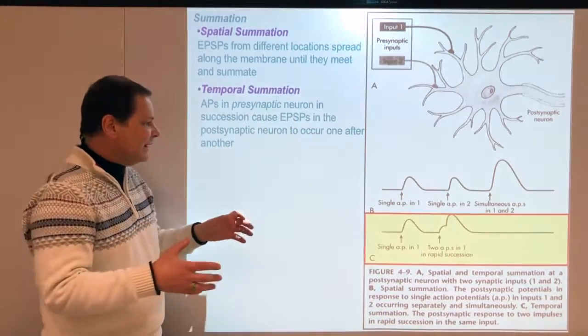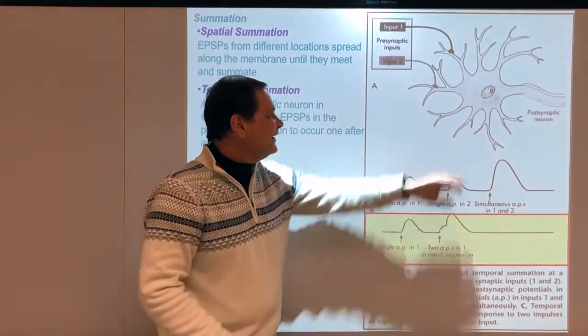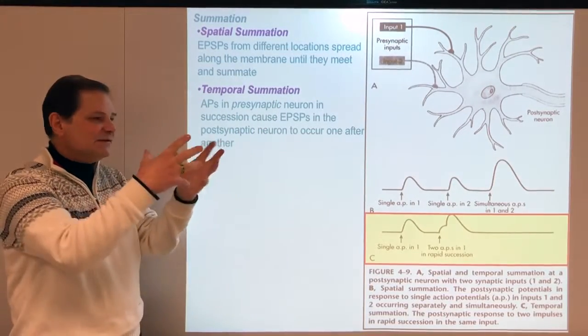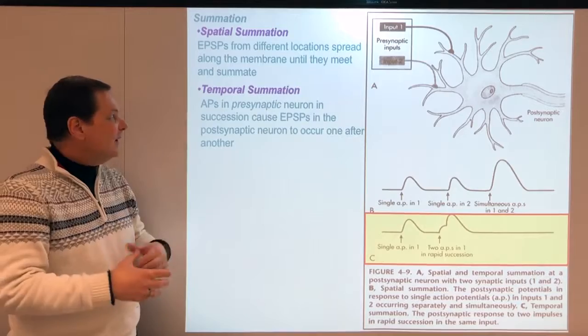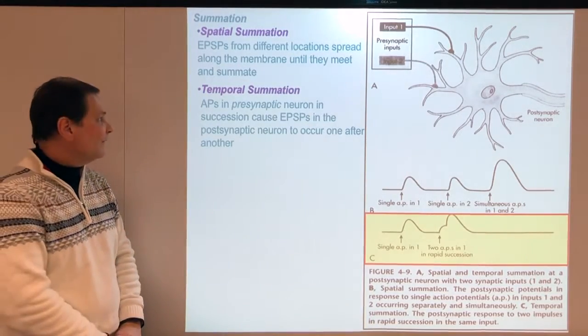Summation is usually a combination of these two things, okay. In a CNS neuron, usually you have both things going on, and you eventually add up the EPSPs until you hit threshold if you're going to fire an action potential, okay?